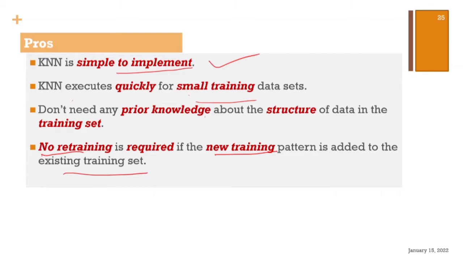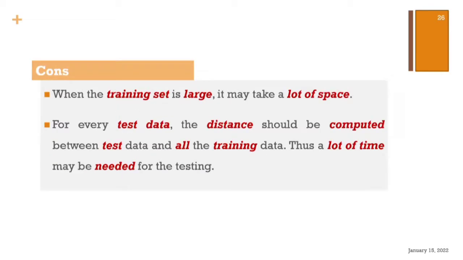Since you don't really build any model ab initio, these are considered the advantages, or the pros, of k-nearest neighbor. As for the cons, the disadvantages include that when the training set is large, it takes a lot of space. This is one, a space problem, because the training set needs to be stored in memory whenever you want to calculate the distances. So if the data is really huge, that could be a very big disadvantage.